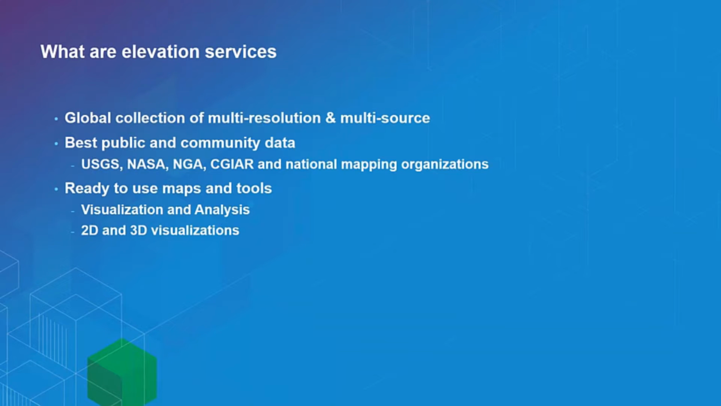Esri offers a comprehensive collection of world elevation layers, its derivatives, and analysis tools to support visualization and analysis across the ArcGIS platform. These services provide online access to a global collection of multi-resolution and multi-source elevation data, which includes the best publicly available data from USGS, NASA, NGA, and various national mapping organizations and community contributions with resolutions ranging from 1,000 meters to 2 meters. These ready-to-use map layers and tools can be divided into two broad categories: for visualization and analysis, and for visualization only.